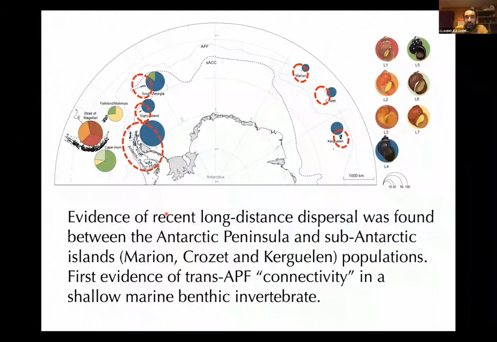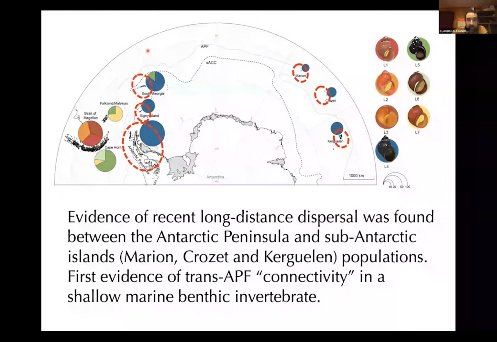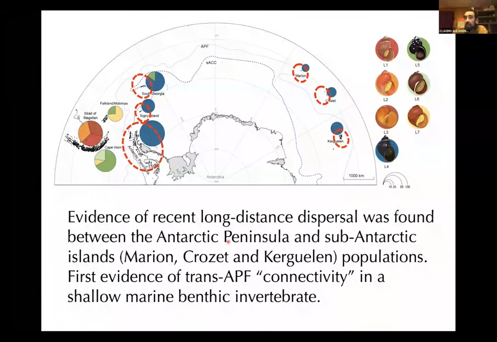We also detected evidence of recent long-distance dispersal between the Antarctic Peninsula and subantarctic island populations of Levillitorina. We found one lineage of Levillitorina that is broadly distributed across Antarctic areas and subantarctic areas. So this represents the first evidence of trans-Antarctic polar front connectivity in a shallow marine benthic invertebrate.